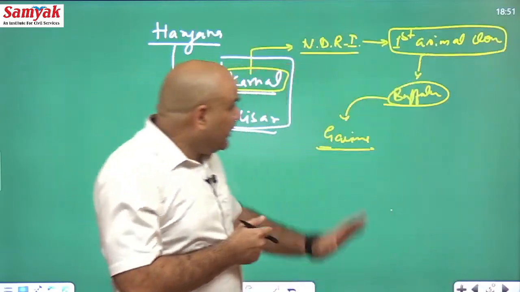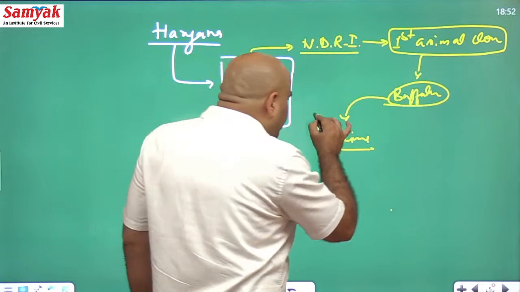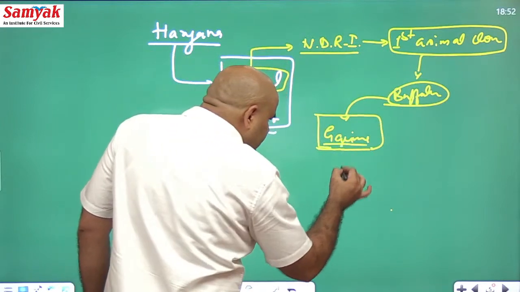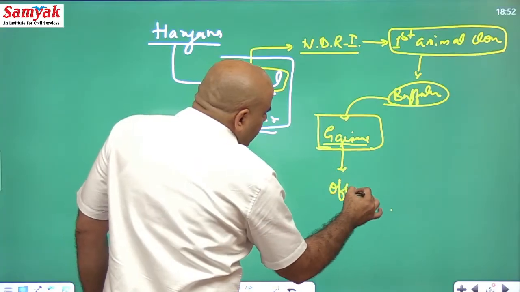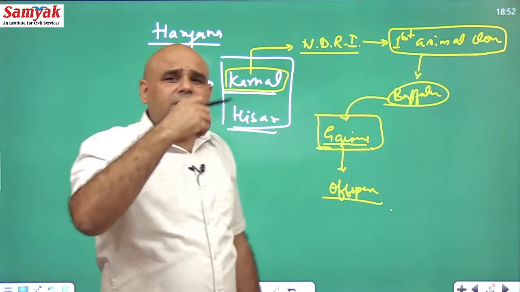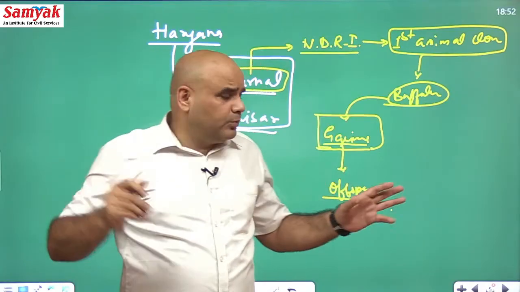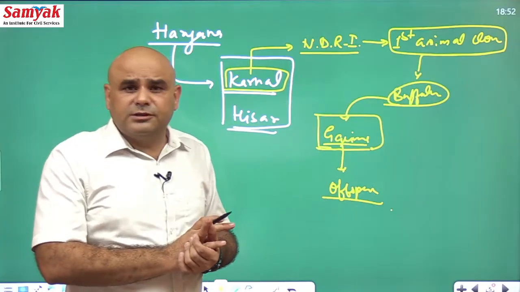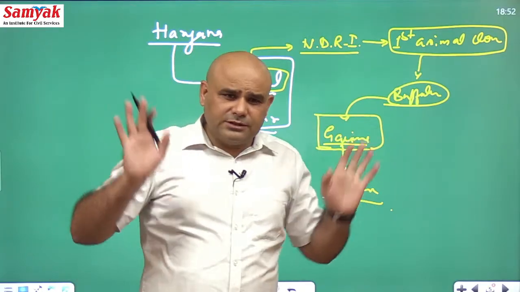In the same way, Garima proved the same thing. Garima was also successful in reproducing, and there are multiple calves born from the womb of Garima. One of them I can recall is named Mahima, and others are also named something like that.